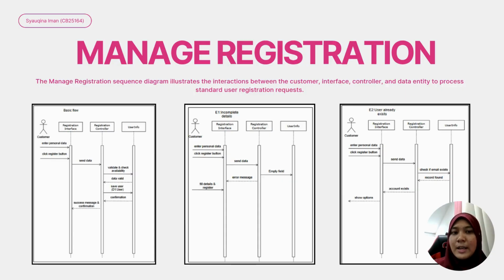In the middle, exception flow 1, which is incomplete details, shows that if a user leaves a required field blank, the system stops and gives an error message. On the far right, exception flow 2, which is user already exists, shows how the system checks if an email is already in the database, so it can stop people from creating duplicate accounts.